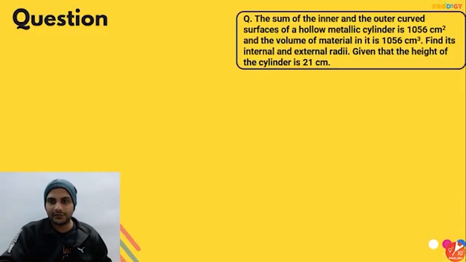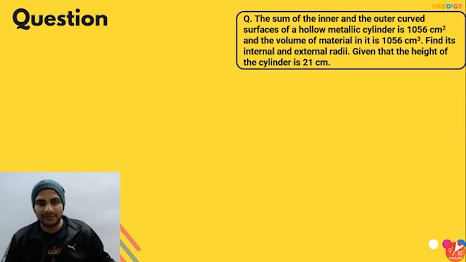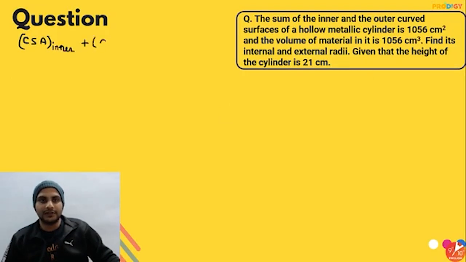Let's move ahead. Next question. The sum of the inner and outer curved surface area of a hollow metallic cylinder is 1056 centimeter square. So CSA of the inner plus CSA of the outer surface, they are saying, is equal to 1056.